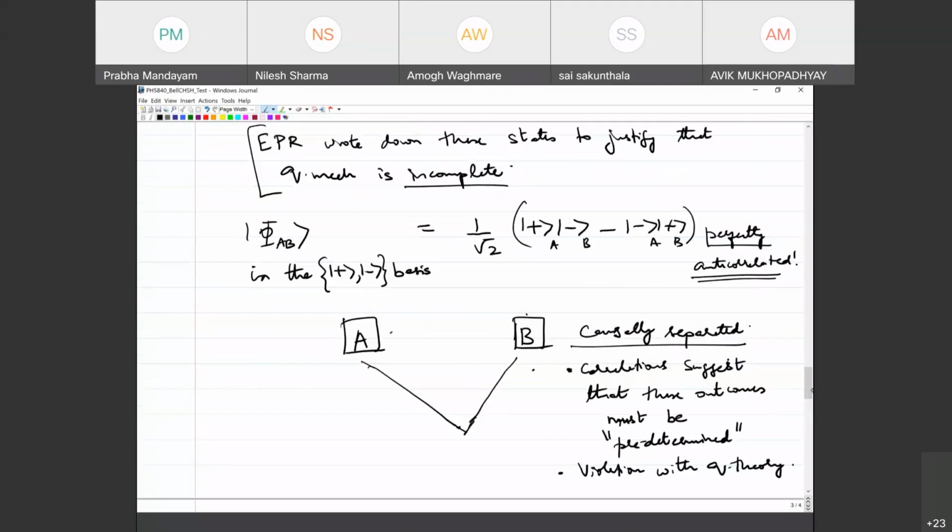So they use these kinds of states to suggest that these correlations must exist because there must be some hidden information, right? So maybe there is some hidden information which quantum theory is missing, which is what leads to this kind of correlation, independent of the choice of measurement basis, right? So how does one now resolve this kind of a question?